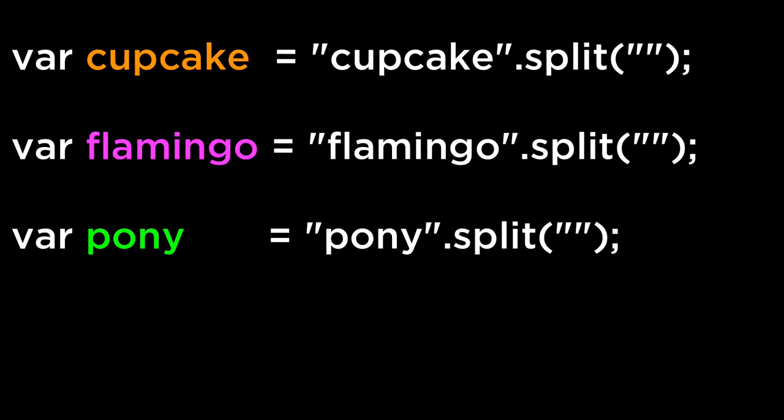Using these three strings as datasets, we'll walk through an example in the JavaScript console. First, we'll use the D3 pattern to create SVG text elements where each letter of the string cupcake is an individual text element. Then we'll use the D3 general update pattern to bind the flamingo data. Then we'll use the D3 general update pattern to bind the pony data.